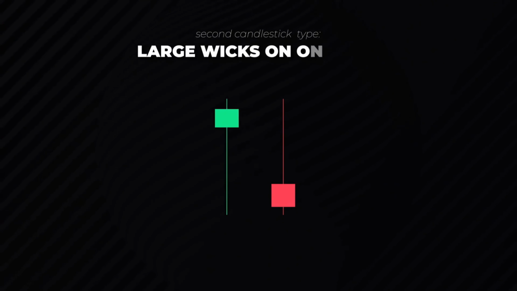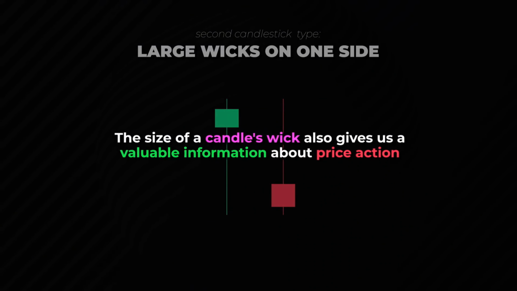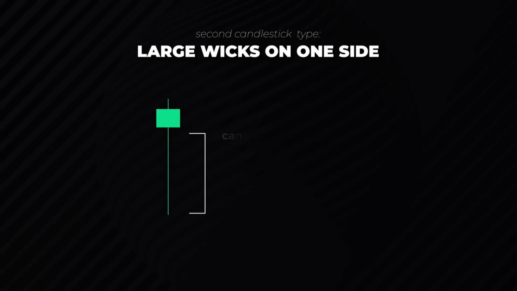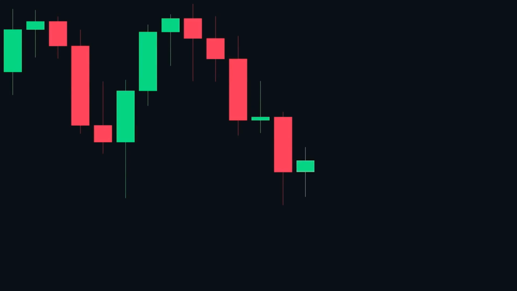The second type is candles with large wicks. The size of a candle's wick also gives us valuable information about price action. For example, a candle with a long wick on the bottom side indicates significant buying pressure. This is because for a wick to be long on the bottom, the price must have moved down significantly at one point. However, before the candle closed, buyers were strong enough to push the price back up considerably. This is why a long wick below indicates strong buying pressure.